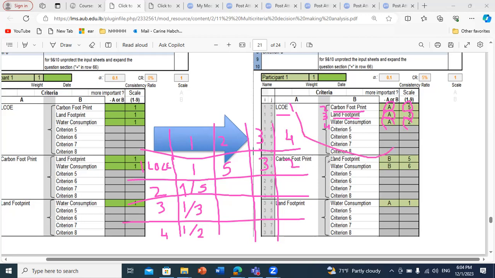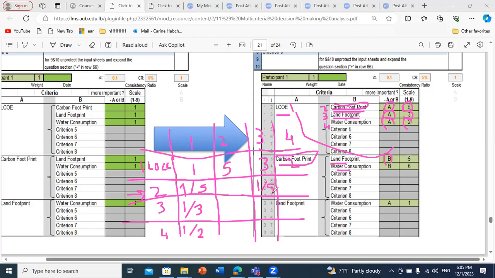I move to the second question. Now I am comparing carbon footprint, which is the second criteria, with the other ones, because I already did with the LCOE. So now I will ask, compare carbon footprint with land footprint and with water consumption. The answer is, what is more important is B. So because B is more important, and here I am comparing with the reference is carbon footprint, then I should put 1 over 5 and not 5. So I should put here 1 over 5.